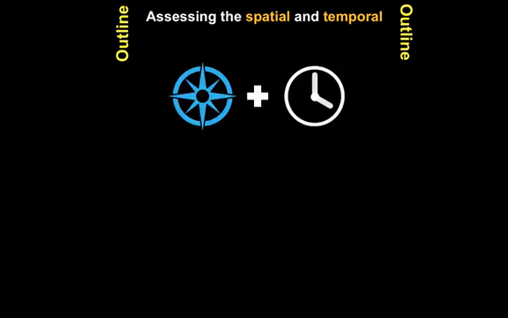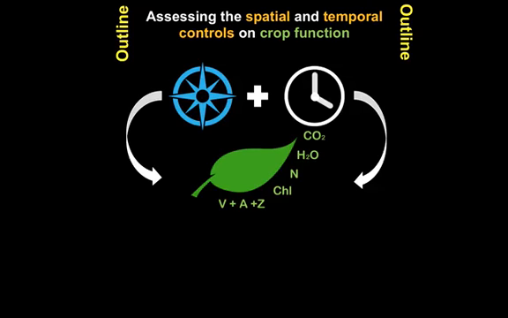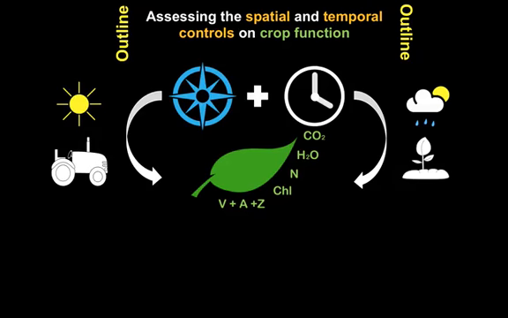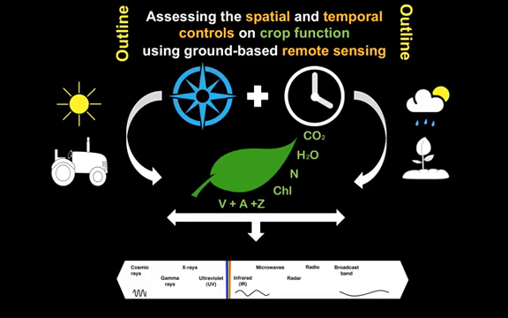Really what we're trying to do is assess the spatial and temporal controls on crop function. I'm going to be using these symbols throughout the presentation to guide you. We're using the blue symbol on the left to represent changes in space, the clock on the right to represent changes in time, and then the leaf to represent plant function and changes in pigments, and the exchange of CO2 and H2O between the biosphere and the atmosphere. When we're looking at the controls on crop function, we have many drivers, including the light environment, the meteorological conditions, farm management, but also biophysical conditions, which will be represented by these symbols here.